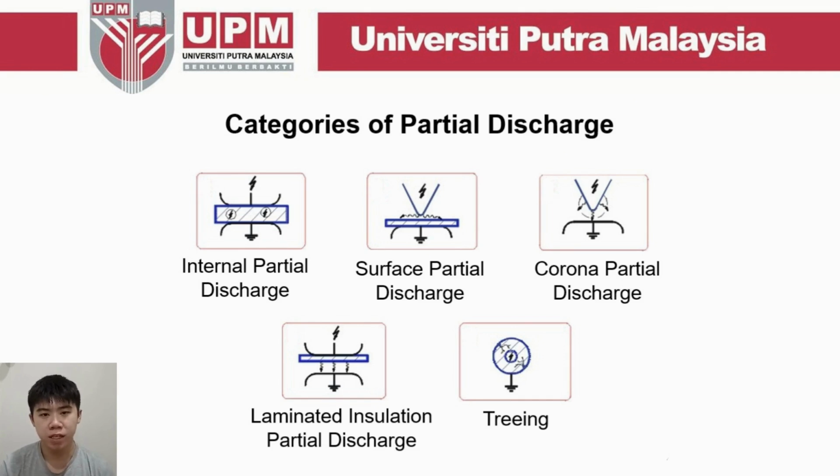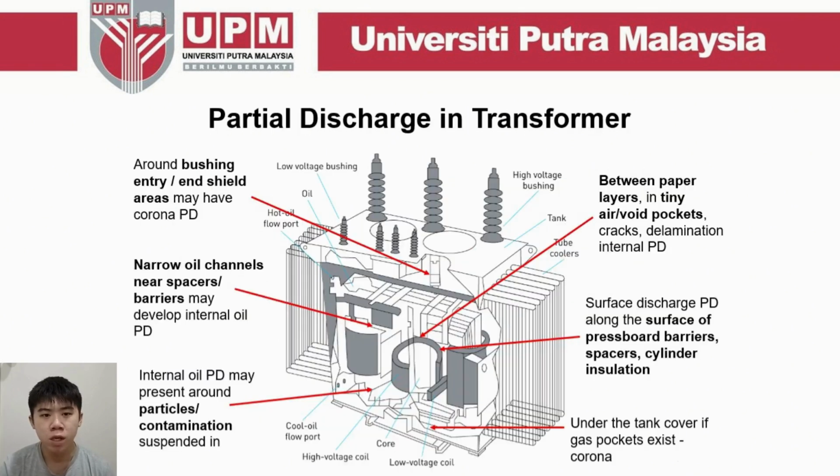The last is the treeing. Treeing is a high intensity partial discharge, and it will form water treeing and electrical treeing inside the insulation. When this channel grows and becomes conductive, it will accelerate the insulation breakdown. So this slide shows where the partial discharge can typically occur inside a transformer. Around the bushing entry and end chute areas, the electric field is high. So corona type partial discharge can occur, especially near sharp edges or air gaps.